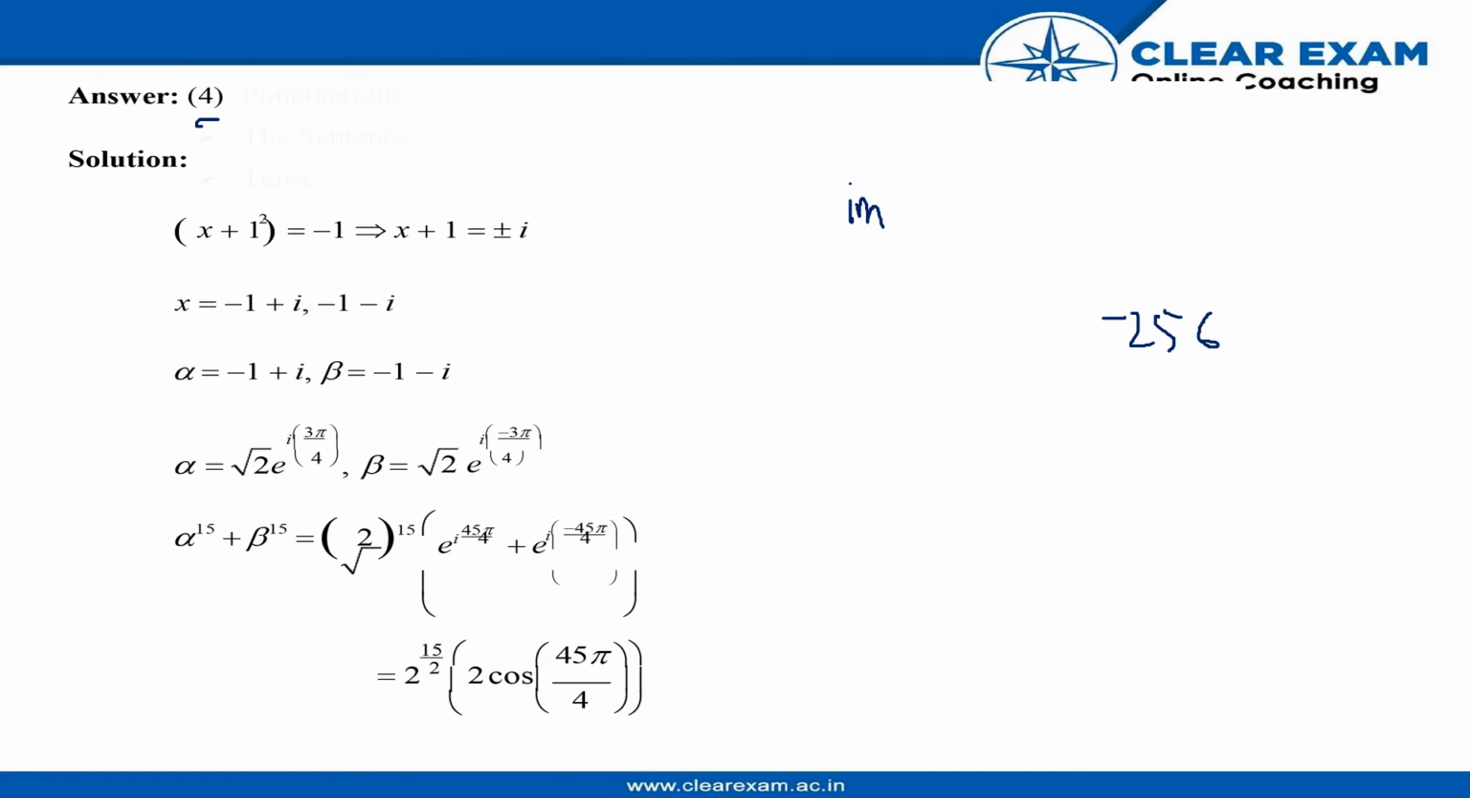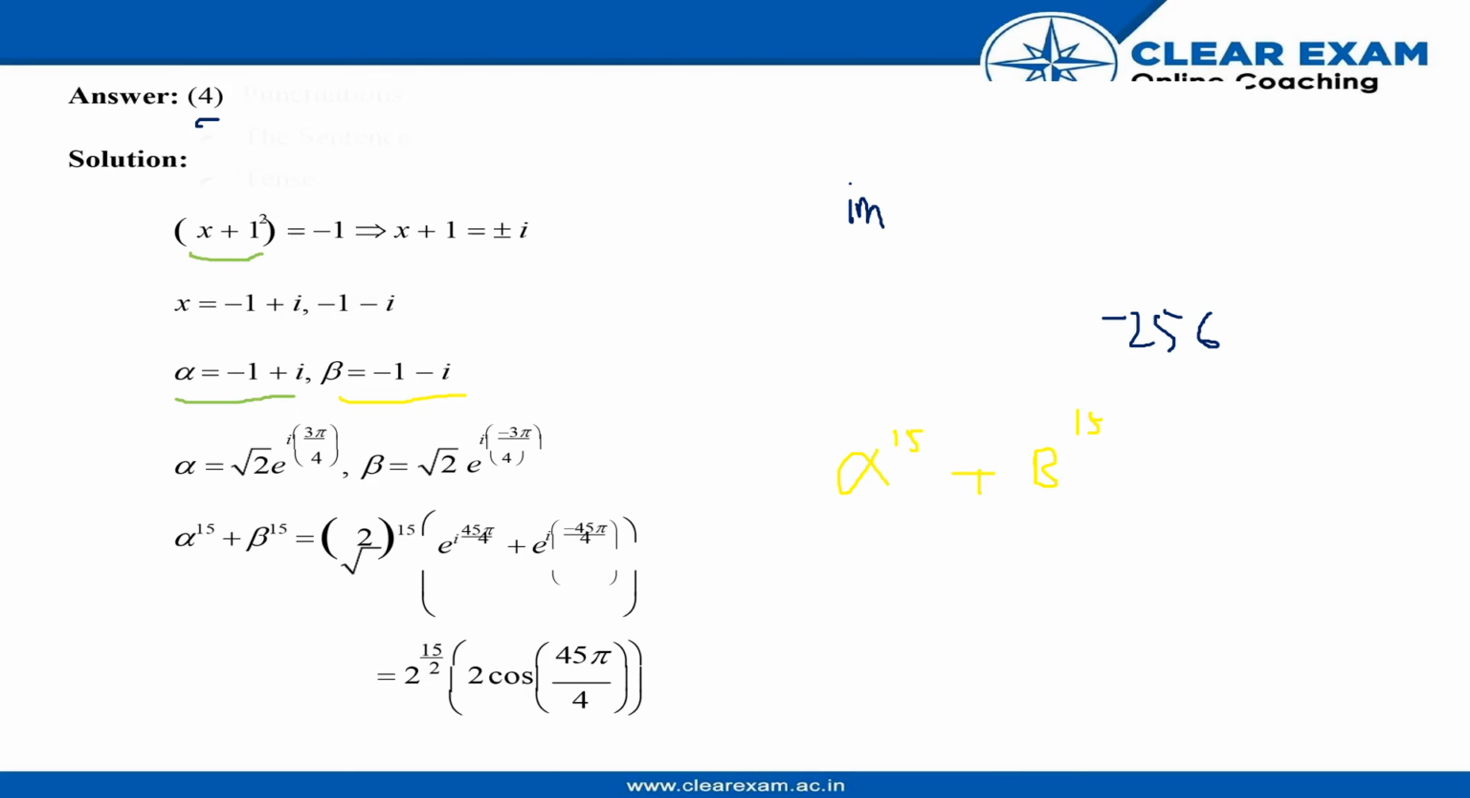Now looking at the solution, it says that x square plus 2x plus 2 can be written as (x plus 1) whole square equals minus 1. They have calculated the value of x, which comes to be minus 1 plus or minus iota. So one root is minus 1 plus iota and the second root is minus 1 minus iota. Now we have to calculate alpha 15 plus beta 15.